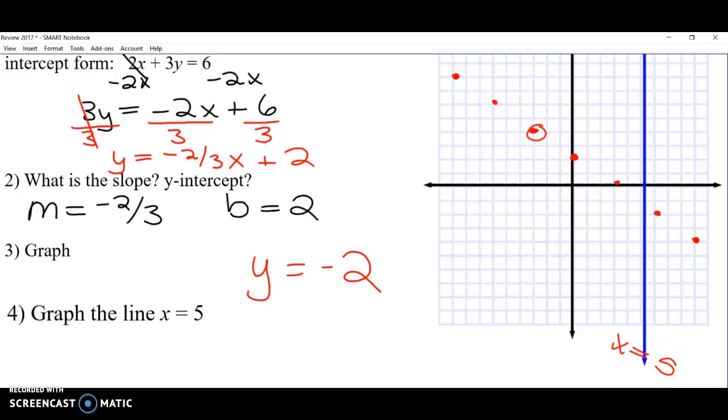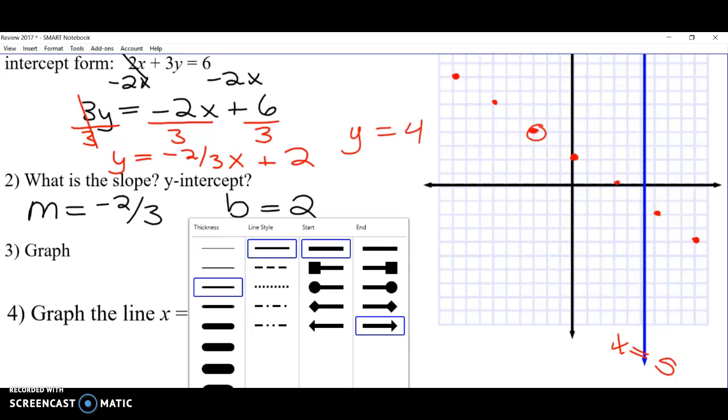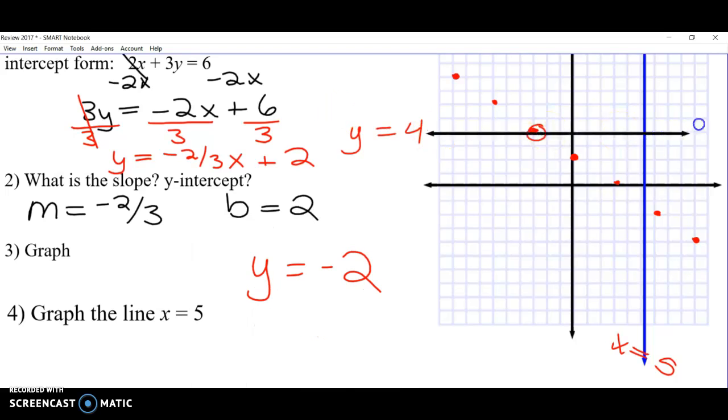So it's perpendicular to the blue line, but it goes through this point, negative 3, 4. It would be y equals 4. This is an x equals line, so perpendicular is a y equals line, and the y value of that point is 4. So y equals 4 would look something like this. That would be the line perpendicular to the blue line and through a specific point.